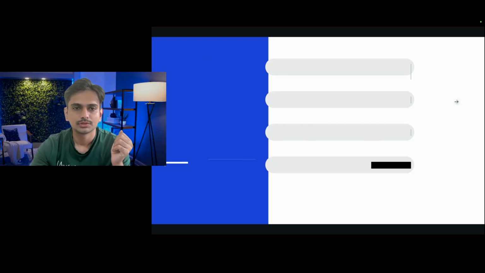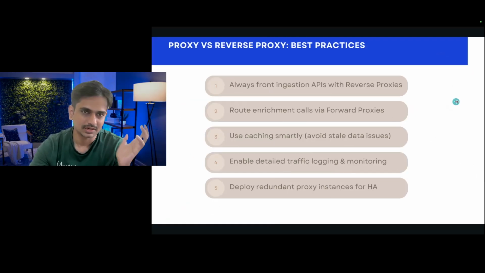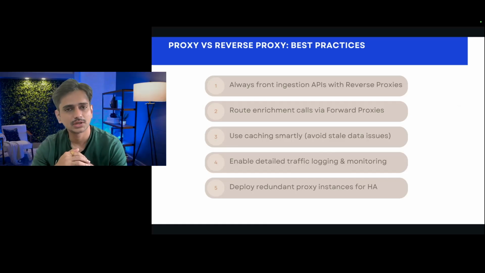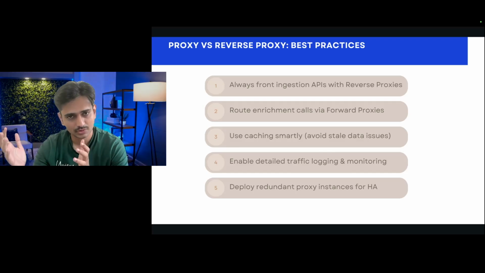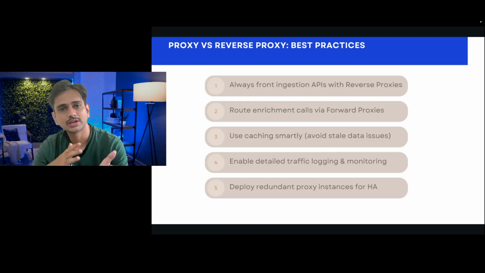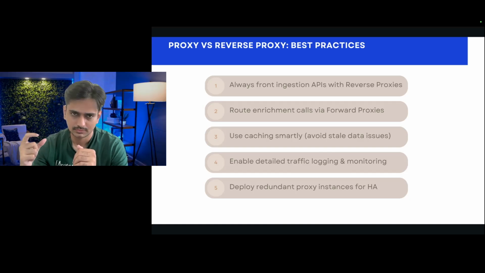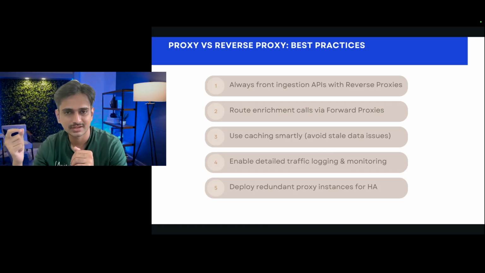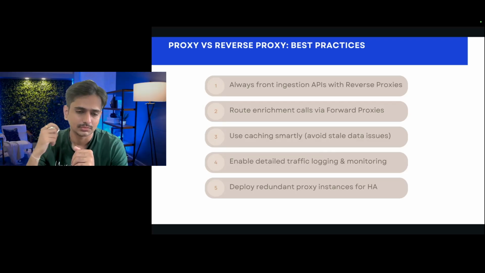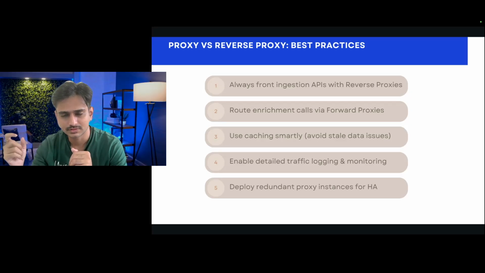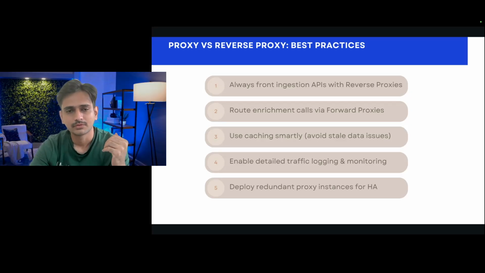With that, we will move to the next slide to understand the key practices you need to consider when you are thinking about proxies and reverse proxies from the data engineering lens. The first and foremost thing is to always secure inbound ingestion job APIs behind the reverse proxy, route all the external API enrichment calls through the proxy for monitoring, and use caching smartly. For example, forex rates don't need to refresh every second, so you can cache that kind of data in the proxy servers themselves, so that you get more performance and can scale it to multiple vendors.